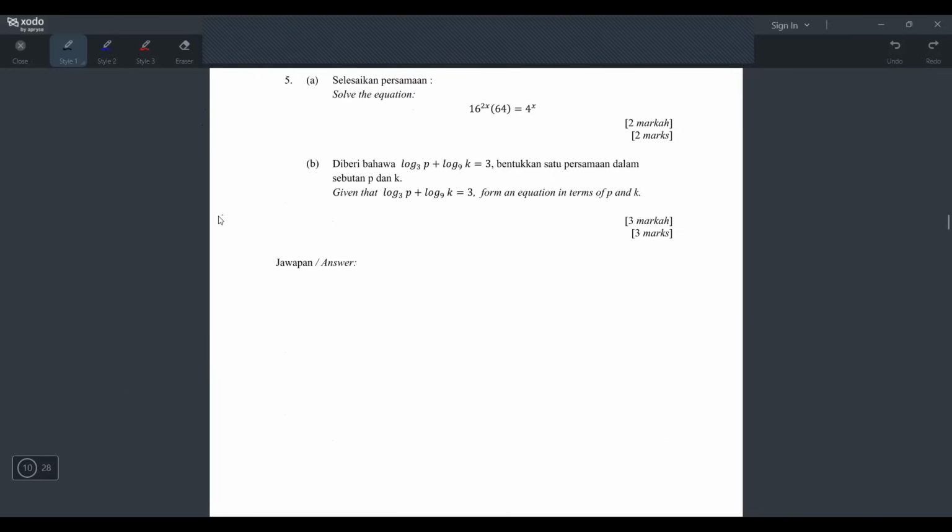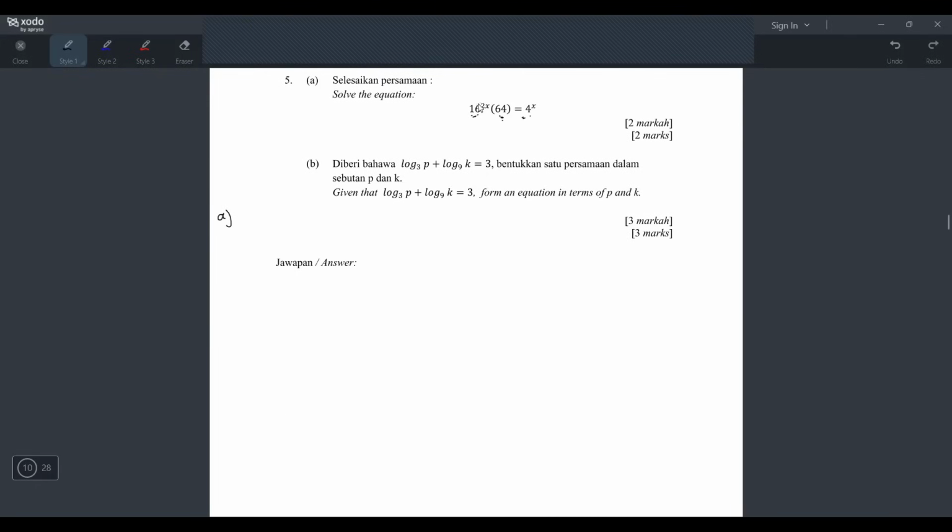Okay, let's continue with number 5A. I think this is the indices and log chapter question. Let's read. Solve the equation for this. If you want to solve, we will always try to make sure it's the same base, right? When we are doing this kind of question, indices or log, always check the base, okay? And try to make them the same base. How can we make all this the same base? You just change every base here to the smallest base.